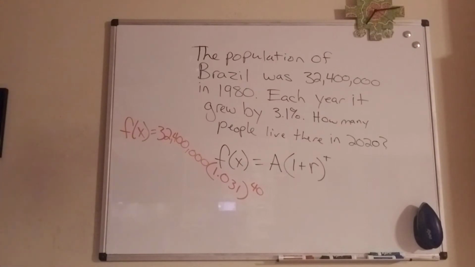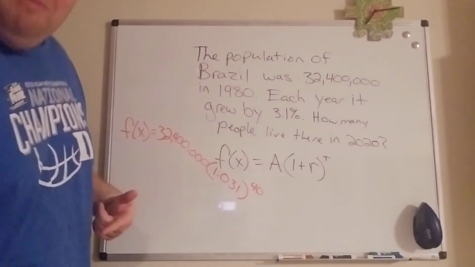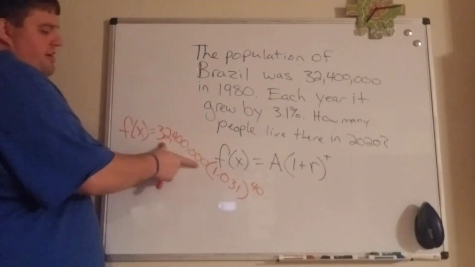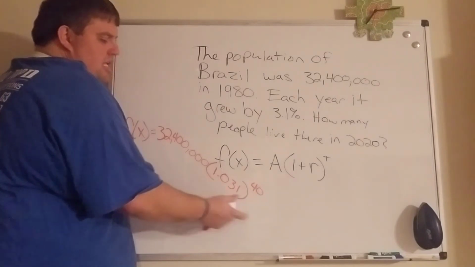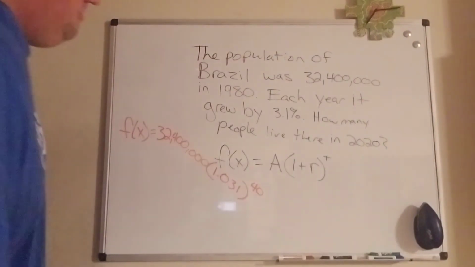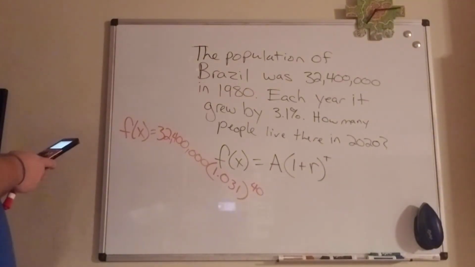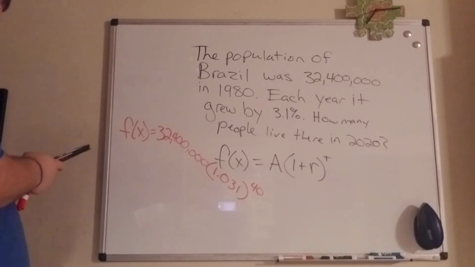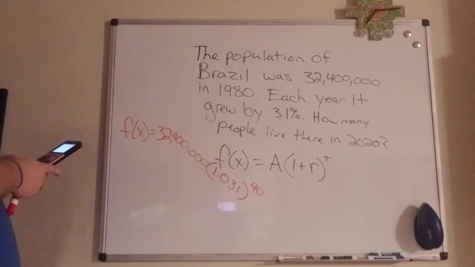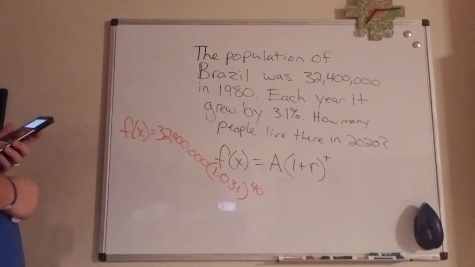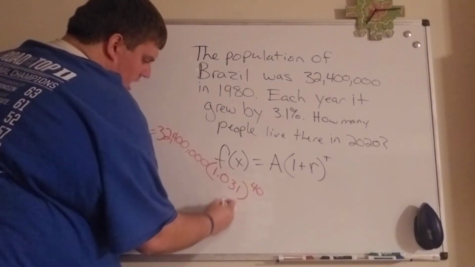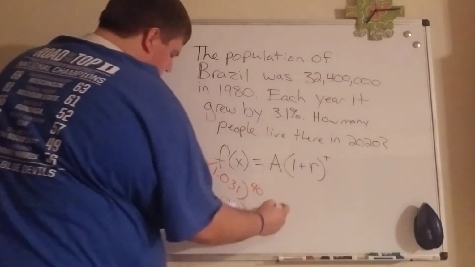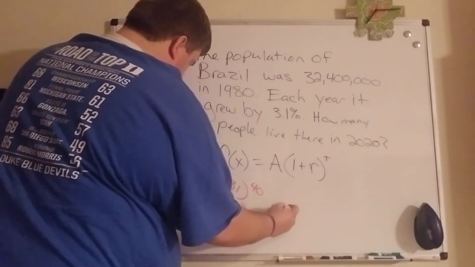So when you're setting it up, it looks ridiculous like that, by the way. That's pretty fun. When you're setting it up, our initial value, 1 plus the rate, because it's growing, and then our t is out here, right? It's pretty self-explanatory. So we got 1.031 to the 40th times 32,400,000. And I got a population of, what'd I get? 109.